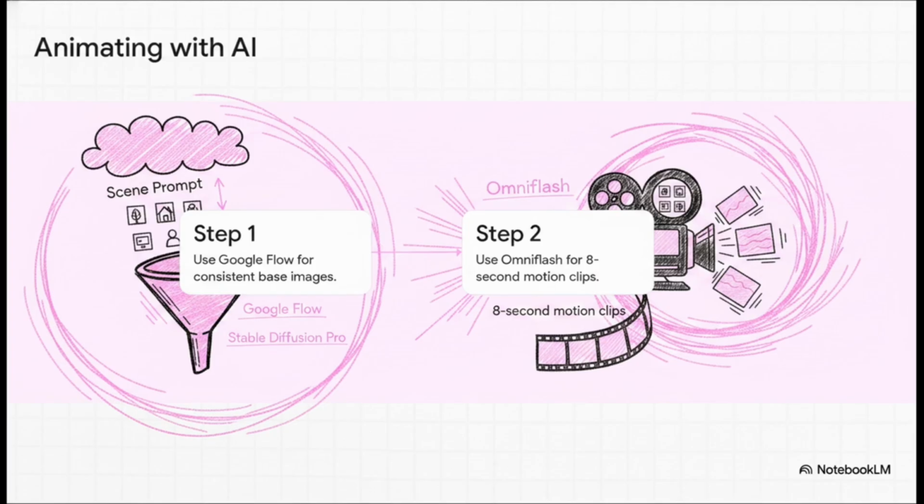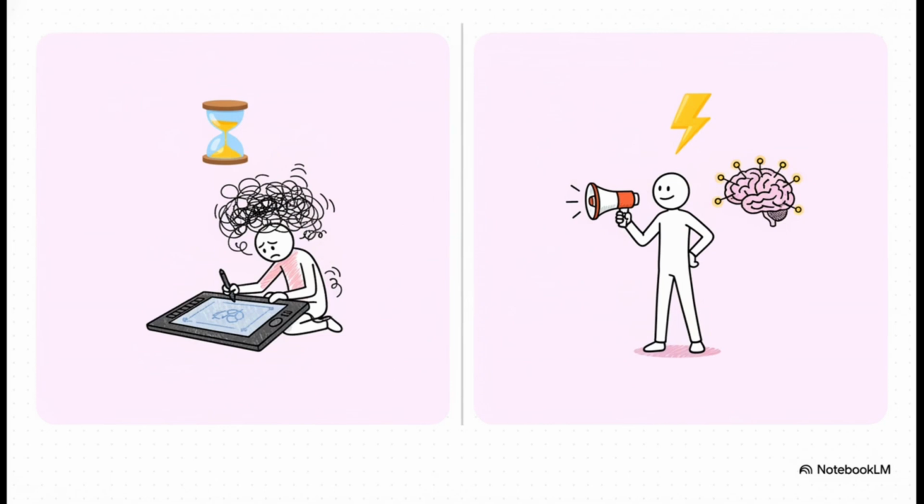Once you have those static images, step 2 is pulling them into an AI animation tool like OmniFlash. You paste in the motion prompt, and instantly, your static images are brought to life as dynamic 8-second motion clips. You just repeat this for your scenes, and boom, your animation is complete. Let's put this side by side and see how this builds a completely new reality for creators.